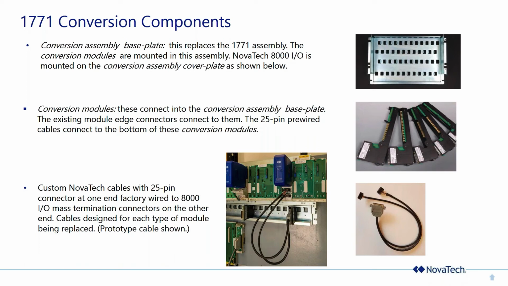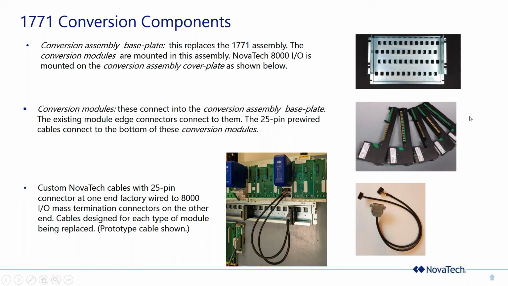chassis of 1771 IO. Similar to doing Quantum, you take the edge connectors off, you fold it down, you put the chassis in. The second picture is, guess what? Transition modules developed by Rockwell for transitioning from 1771 to ControlLogix. It has a 25-pin connector. We are using those. We didn't reinvent it. However, we did reinvent the cables, because the cables from Rockwell connect to ControlLogix, and our NovaTech design cables connect to 8000 IO. And that's a sample prototype cable shown at the right.